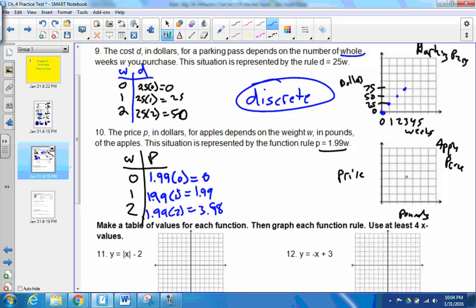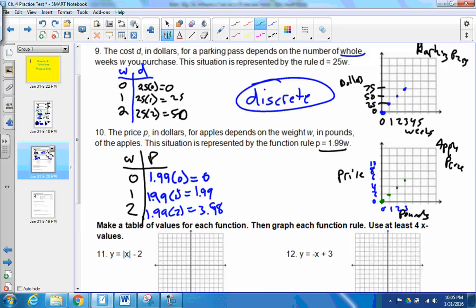All right, now it depends on how you want to label this. So we're going to do 0, 1, 2, 3 pounds. I think I'm just going to go up by 2 since it's about that: 2, 4, 6, 8, 10. All right, if we graph it on there, 0 pounds again is $0. 1 pound is $1.99, so just under there. 2 pounds is $3.98, so just under there. It's going to continue like that.